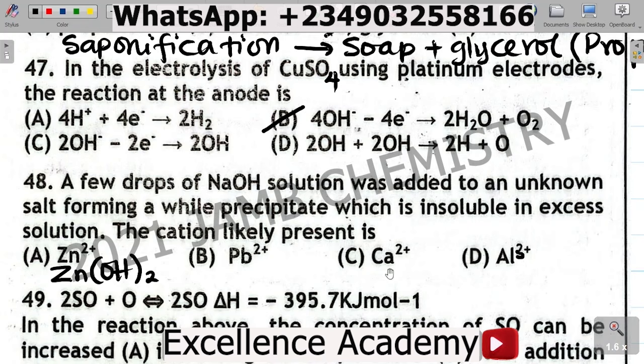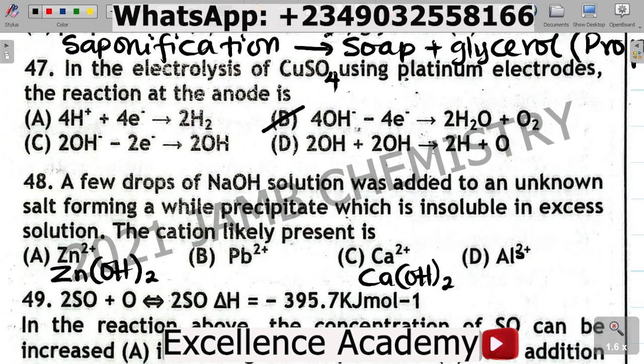Look at C, calcium ion. If calcium ion combines with sodium hydroxide, you have calcium hydroxide. Now, calcium hydroxide is slightly soluble, all right? It's slightly soluble, so it is not insoluble. So C cannot be the answer.